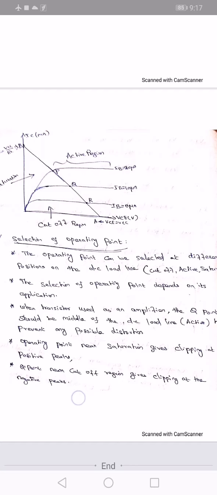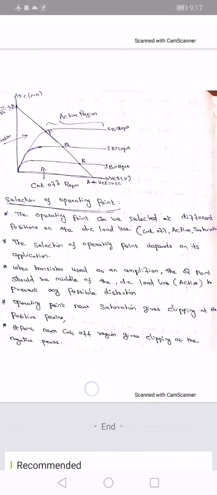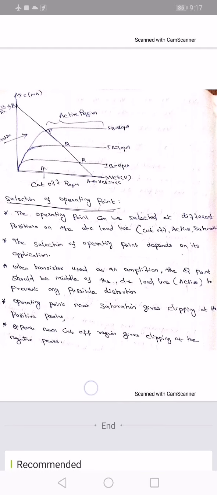I already told you, right? So when the transistor is used as an amplifier, the Q point should be in the middle of the active region, the middle of the DC load line, to prevent any possible distortions. So the middle of the DC load line gives an amplified signal without any distortion.